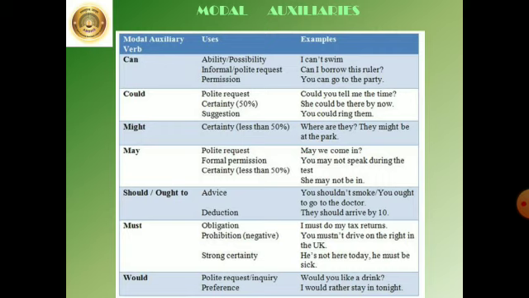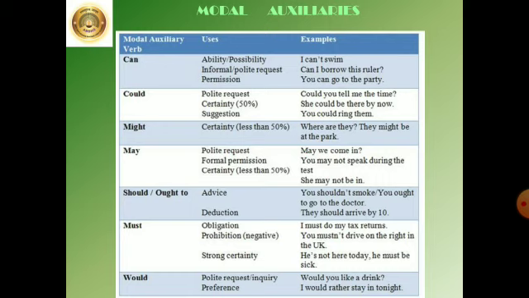"Must" has very strong power in it. I must do my tax returns. You mustn't drive on the right in the UK. He is not here today. He must be sick.